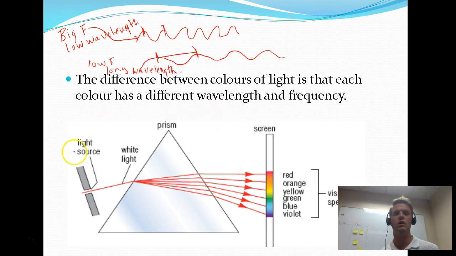So wavelength and frequency relate to the energy of the wave, and we know that light is composed of different colors. These are all important things that we need to know. Light can carry energy, and it's a wave.